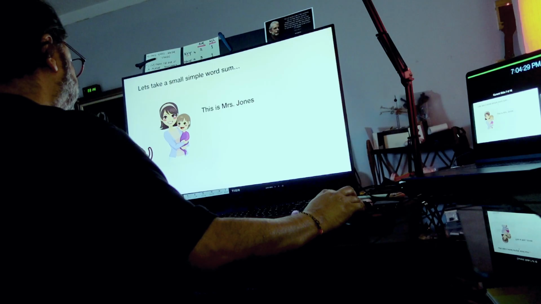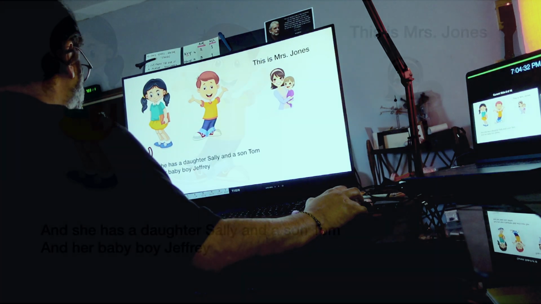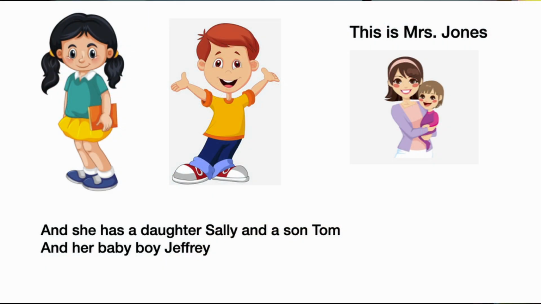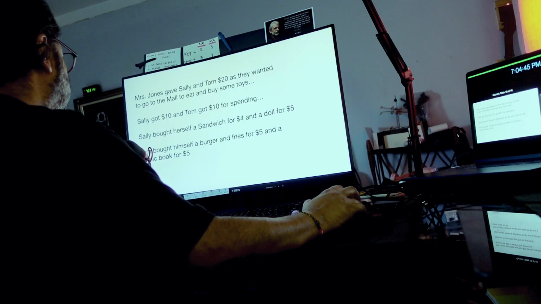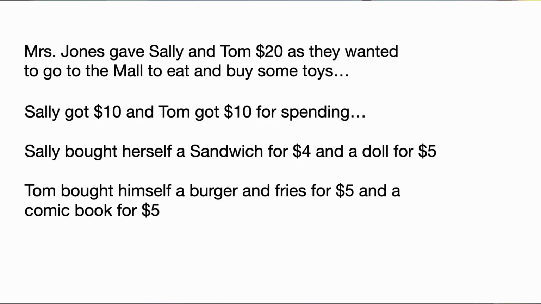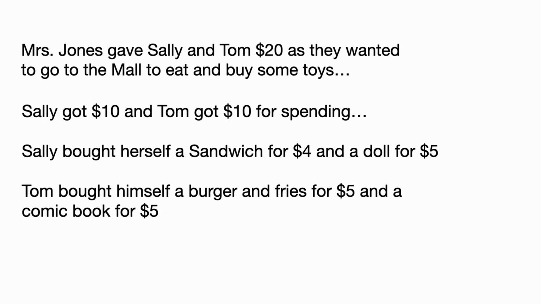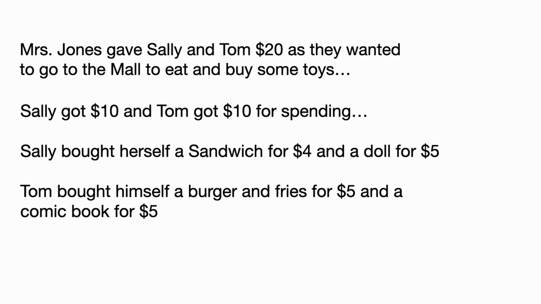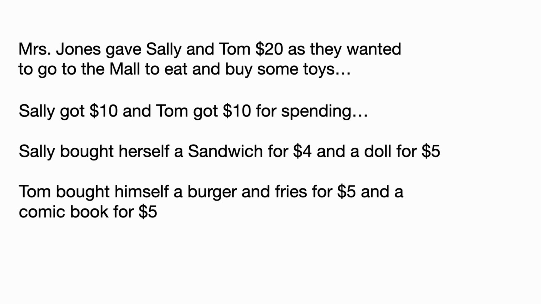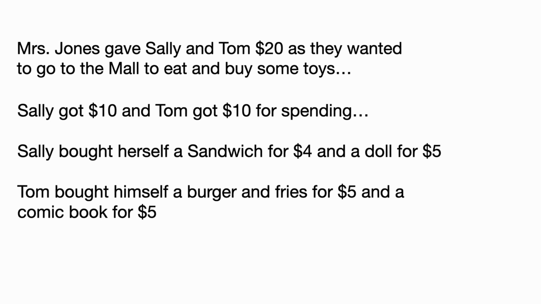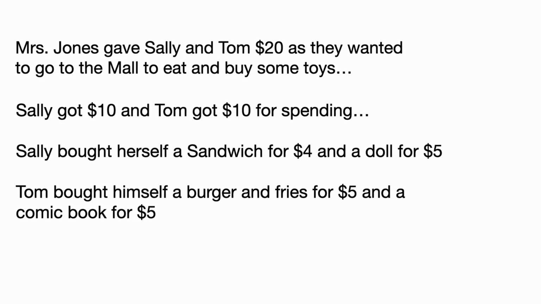This is Mrs. Jones, and of course, she has three kids: daughter Sally, Tom the son, and a baby boy, Jeffrey. Let's just talk only about Sally and Tom for now. So here is the word sum. Mrs. Jones gave Sally and Tom $20 so that they can go to the mall and buy some food, something to eat, and some toys. So Sally got $10 and Tom got $10 for spending. Sally bought herself a sandwich for $4 and a doll for $5. And Tom bought himself a burger and fries for $5 and a comic book for $5.